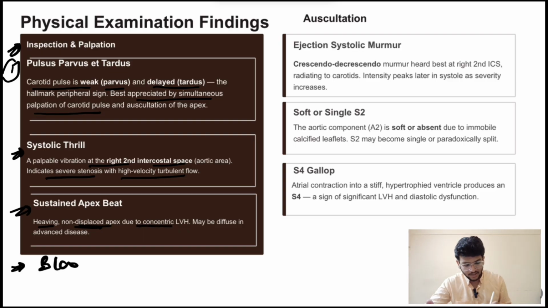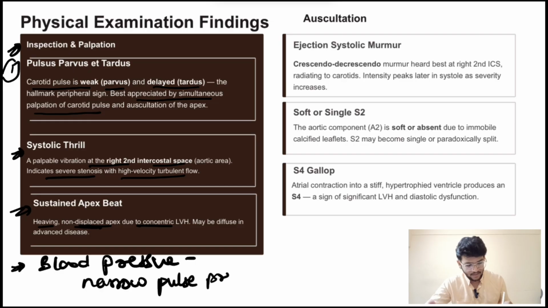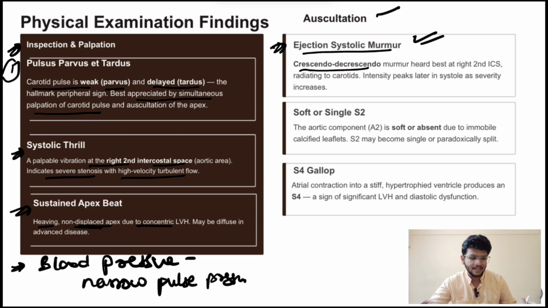The blood pressure here shows a narrow pulse pressure. On auscultation, we have the murmur, that is the ejection systolic murmur. It is a crescendo-decrescendo type of murmur heard at the second right intercostal space radiating to the carotid. Intensity peaks later in systole as the severity of aortic stenosis increases.